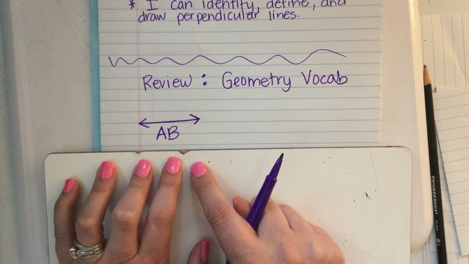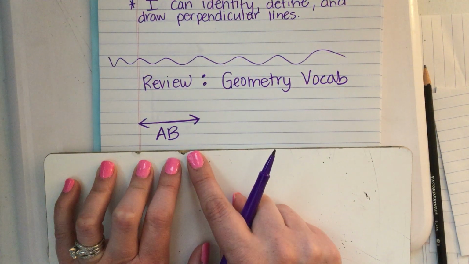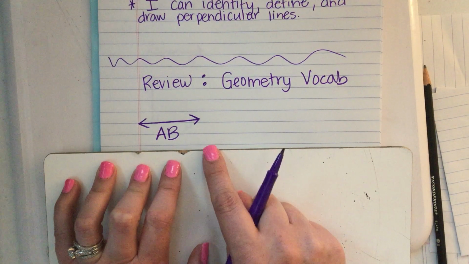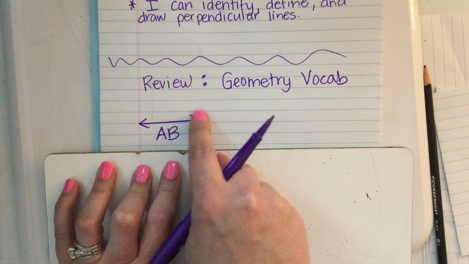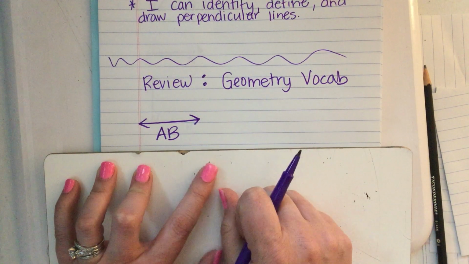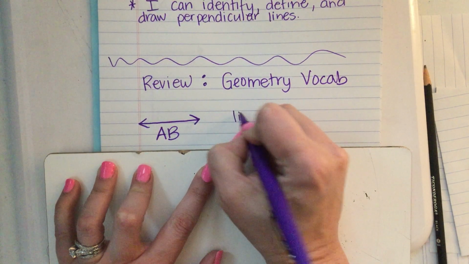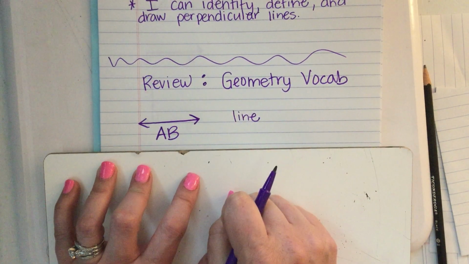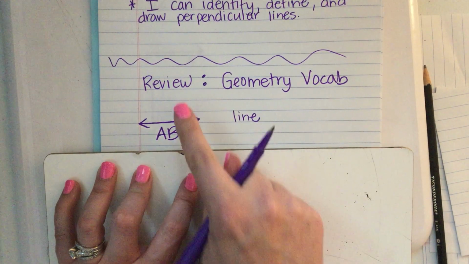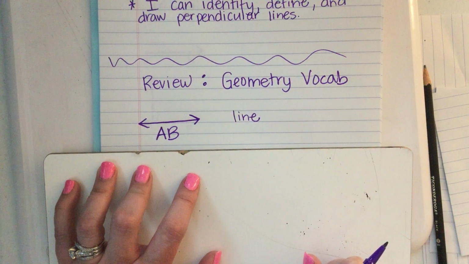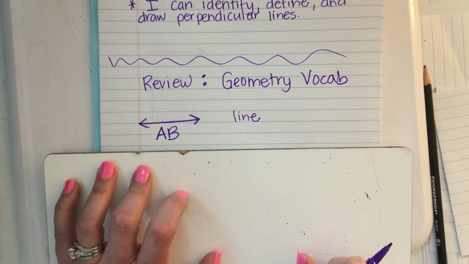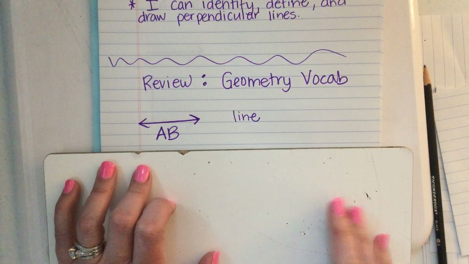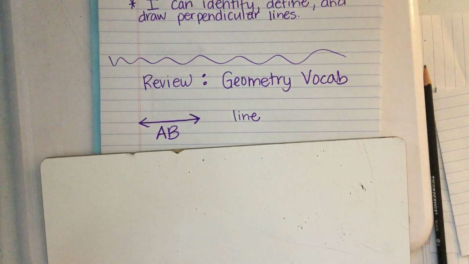Remember we talked about how it could be confusing. Is this a line or a line segment? Well, it is a line because it has arrows that go on forever in both directions. So this is line AB. And the reason that we would label it AB is just in case we had a figure or a shape that had a bunch of different lines on it, we could easily identify it by the letters. Okay, so that is a line.